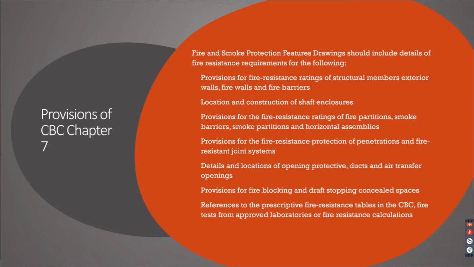Some other information on the plan that's helpful is putting the provisions for the fire resistance rating of structural members and exterior walls, firewalls, and fire barriers, and then the location and construction of shaft enclosures, the provisions for the fire resistance ratings of fire partitions, smoke barriers, smoke partitions, and horizontal assemblies, and provisions for the fire resistance protection of penetrations and fire resistant joint systems, details and locations of opening protectives, ducts, and air transfer openings, provisions for fire blocking and draft stopping in concealed spaces, and then references to the prescriptive fire resistance tables in CBC, the fire tests from the approved labs, or fire resistance calculations, whichever method you are going to be using from 703.3.